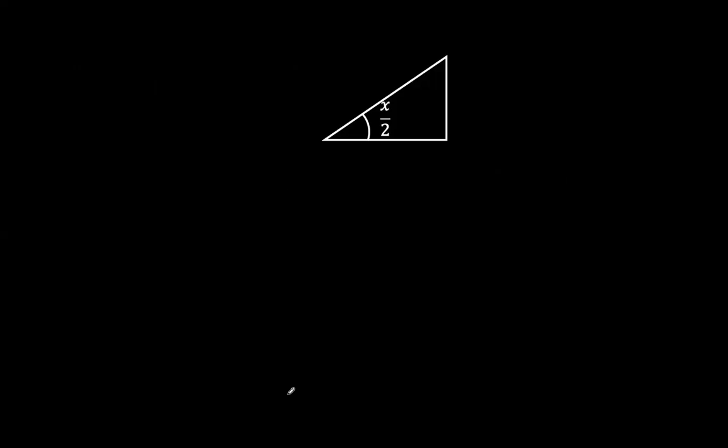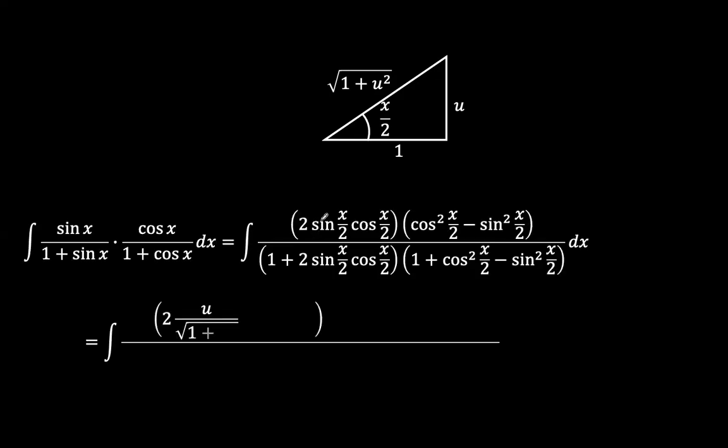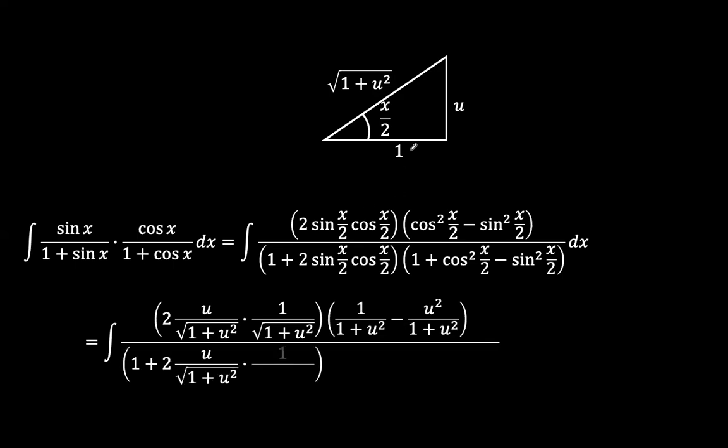And if you have a triangle and the base angle is x over 2, it means the opposite is u, and then the base is 1, since the tangent of that base angle is the same as opposite over adjacent. And therefore the hypotenuse becomes square root of 1 plus u squared, obviously using the Pythagorean theorem. And therefore, sine x over 2 is the same as opposite over hypotenuse, which is u over square root of 1 plus u squared. Cosine x over 2 is the same as base over hypotenuse, which is 1 over square root of 1 plus u squared.